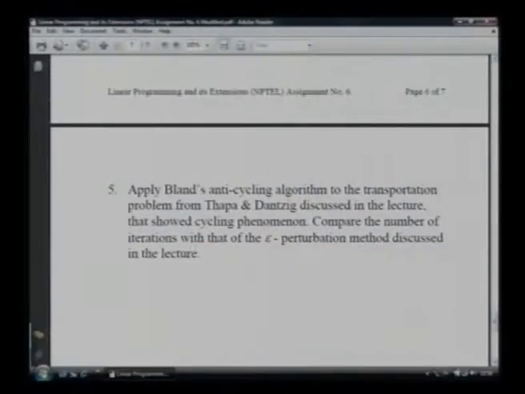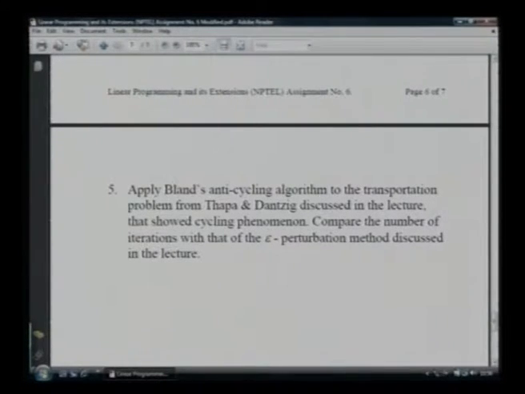Now, problem 5, I want to make a point here. I have been saying that for a simplex algorithm, to combat degeneracy, which means cycling, you apply Bland's anti-cycling rules, and then you can avoid stalling. That means you can avoid cycling, right. So, the same thing we will do for the transportation problem also.